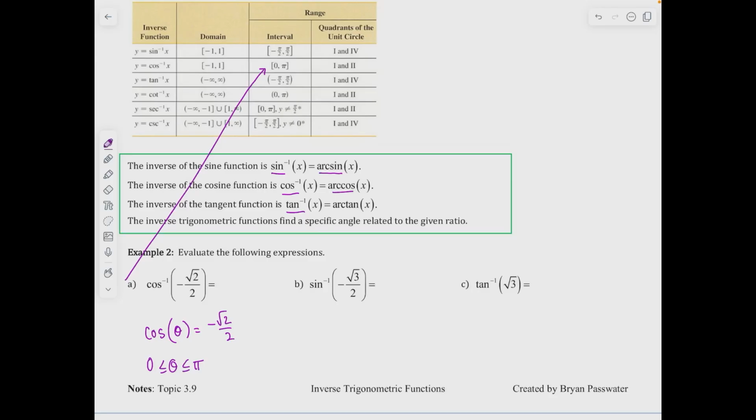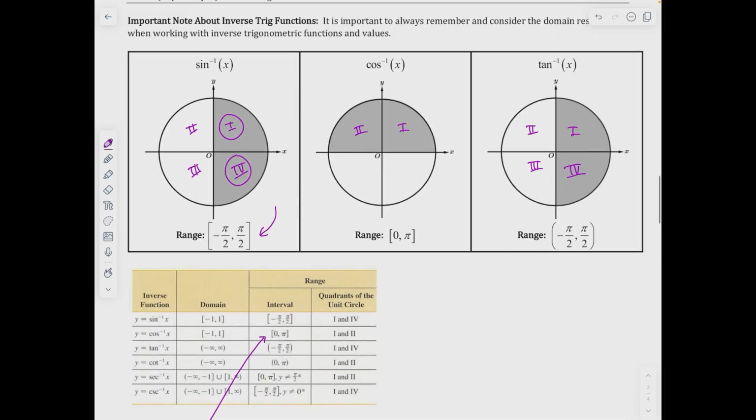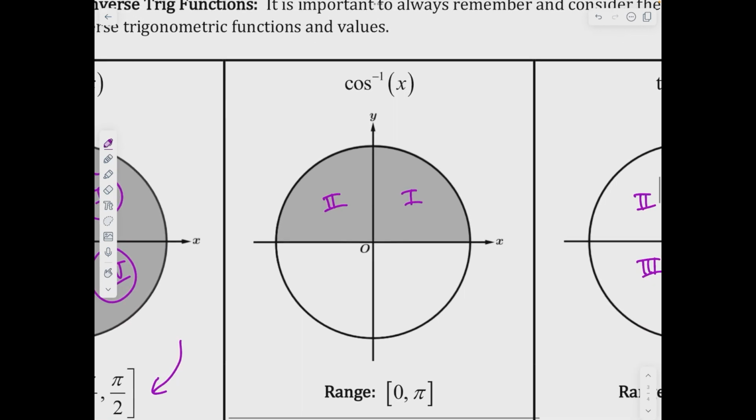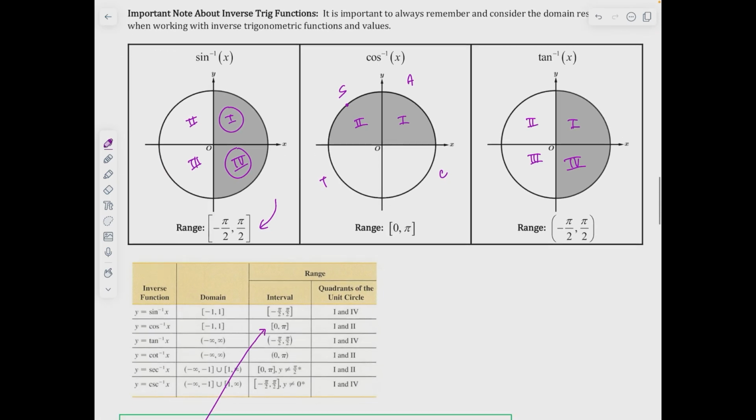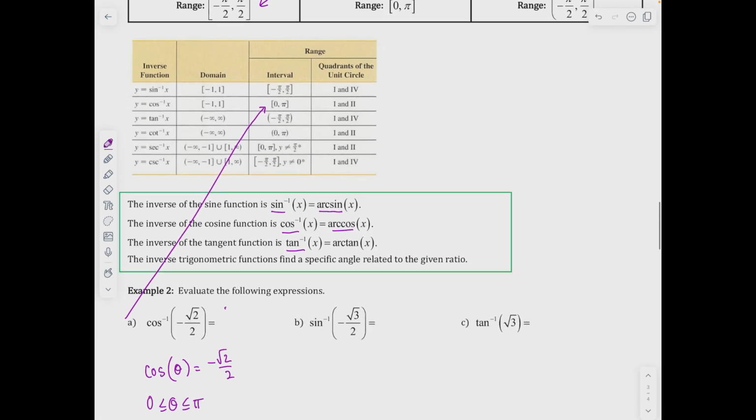Okay, so let's go through these. Letter A: which angle measure between 0 and pi gives me negative root 2 over 2? I'll refer to this table you have right here. Cosine is your x value. So negative root 2 over 2, all students take calculus. What you know is cosine is negative in quadrant number 2, so your answer is going to be in quadrant number 2. The value that gives you negative root 2 over 2 in quadrant 2 would be 3 pi over 4. So that would be the angle measure.